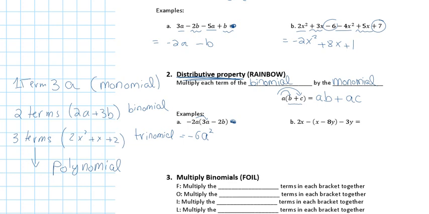Okay? Let's look at the second one. So I'm multiplying negative 2a by negative 2b. Negative times negative? Positive. 2 times 2 is 4. How about a times b? AB.